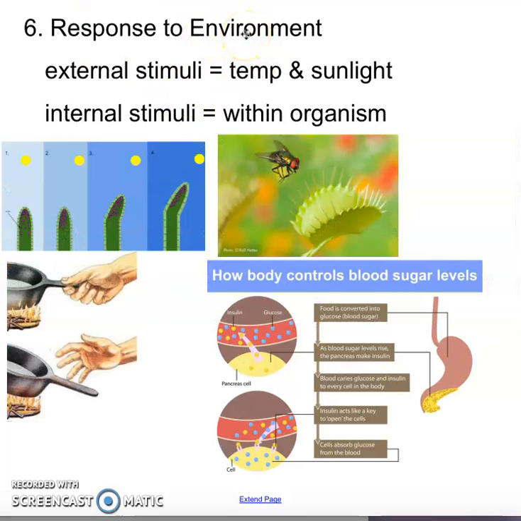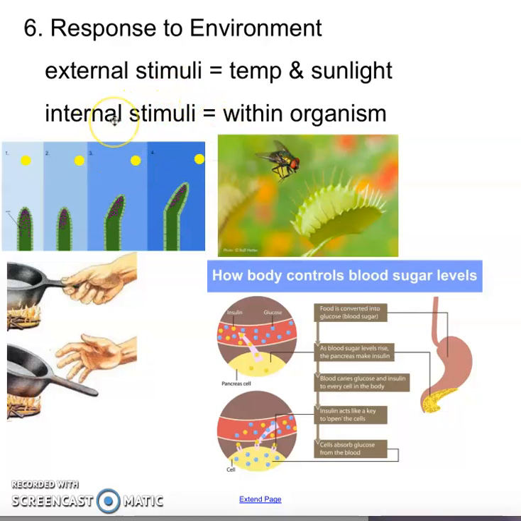Response to environment. So organisms detect and respond to stimuli from their environment. Now you're probably wondering, what is a stimuli? Well, a stimuli or a stimulus is a signal to which an organism responds. So for external stimuli, which come from the environment outside an organism, factors could be light and temperature. So sunflowers follow the sun as it progresses through the day. Plants grow towards the light.